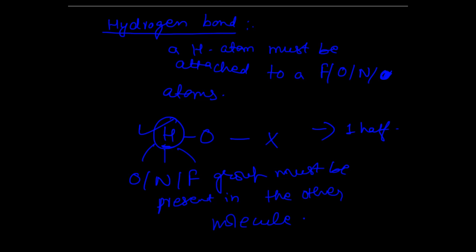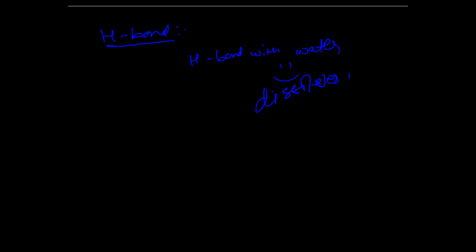So let's look into the examples of hydrogen bonds. Hydrogen bond is also mentioned as H-bond in short form. Now there are two things you need to know. Any compound which forms hydrogen bond with water dissolves in water. So this means that a water molecule must be able to form a hydrogen bond with the next water molecule.